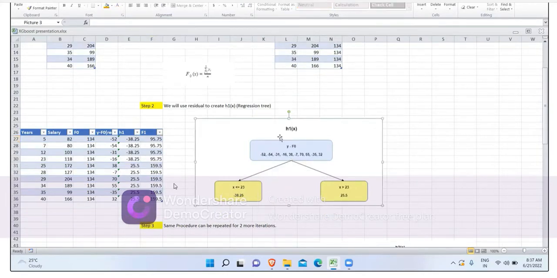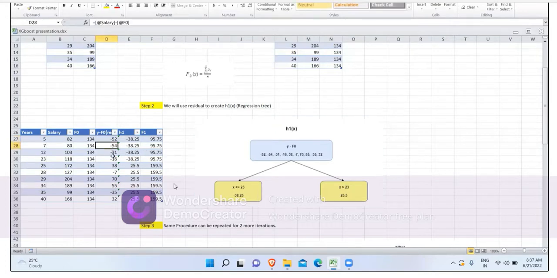I have plotted the regression tree over here, and what we have done is we have taken x less than or equal to 23 as the left side of the node, the left side of the tree, and we have taken the residual associated with that. So 50 minus 52, minus 54, minus 31, minus 16. Like this residual we have taken. For x less than or equal to 23, the mean of the residual is coming out to be minus 38.25. And for x greater than 23, that is the years of experience which is greater than 23, the mean is coming out to be 25.5.